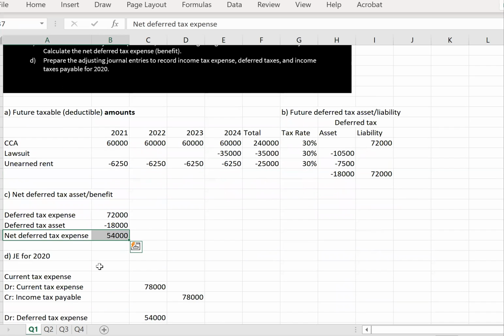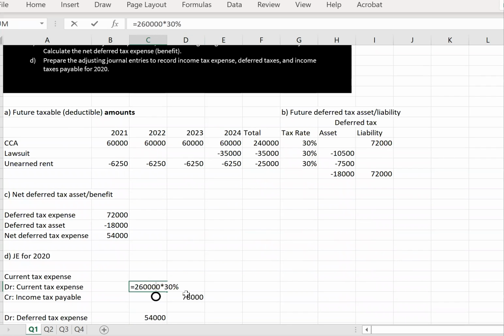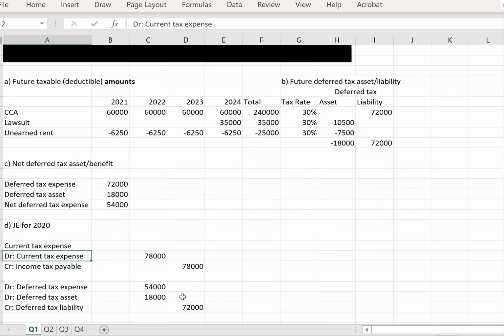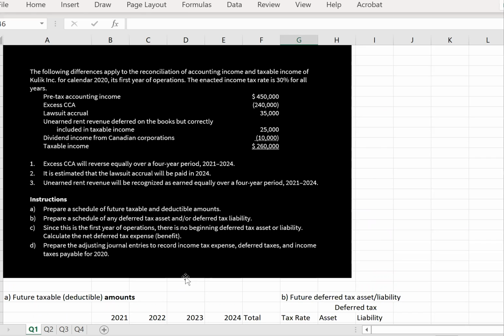And when we recorded our journal entries, first we picked up the current tax expense, which is very simple. It's simply our taxable income times the tax rate. So we took the 260,000 of taxable income times the 30% tax rate and hit debit current tax expense, credit income tax payable. And then to record the deferred tax, we recorded the net goes through the income statement, and that's what we picked up from our reconciliation in C, is that 54,000. And then on the statement of financial position, we kept the asset and the liability entries separate. I highly, highly, highly recommend recording these entries separately. I've seen students trying to net these entries before and make one big journal entry, and more times than not, something goes wrong. So I highly suggest just keeping it very simple. And hopefully that makes you comfortable with the first question on the Chapter 18 quiz.